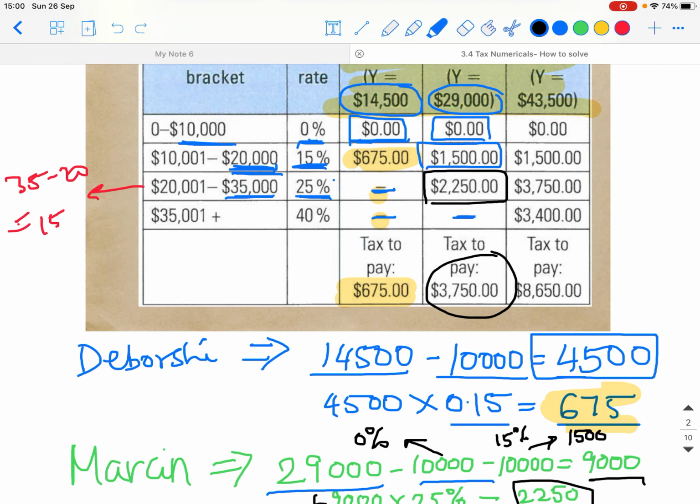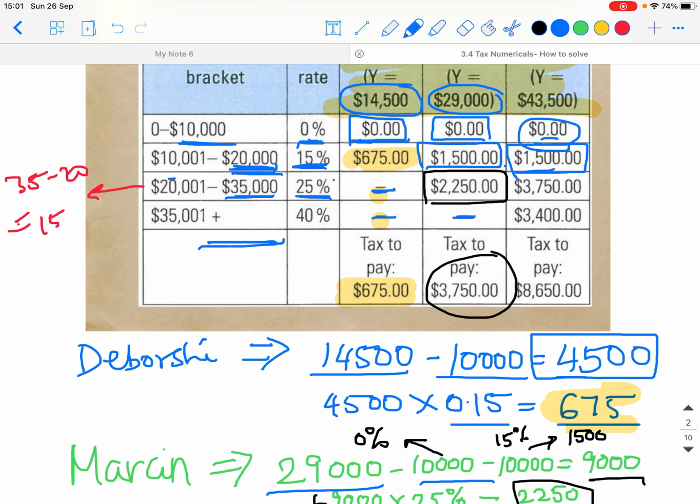Okay, next is the last one. We have the income of 43,500. So again, let's look at the upper limit of the tax slabs, the same method. We know that here there's no upper limit, and we are going to go into this tax slab, so there won't be a dash anywhere. The first 10,000 is going to be 0%, so $0. The next 10,000 is going to be 15%. We have already calculated that for the previous question, so we can just write 1,500 over here.